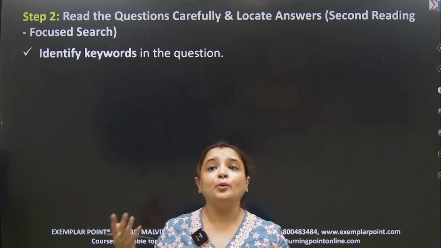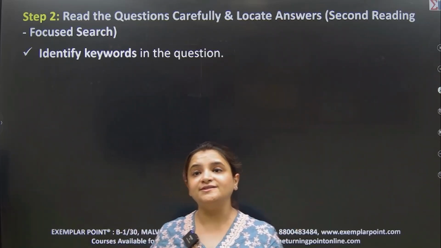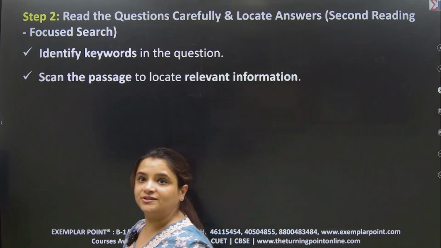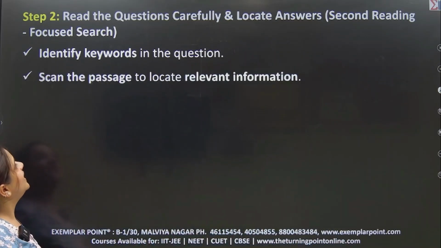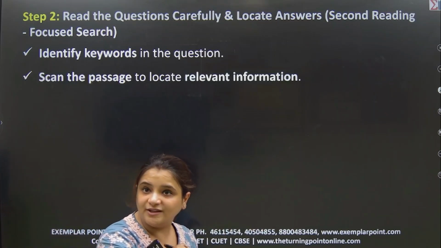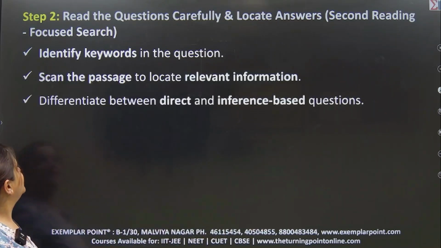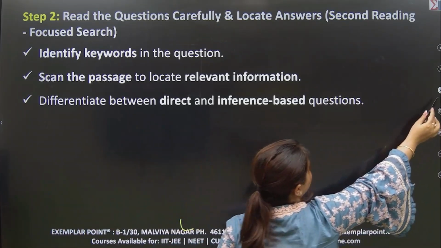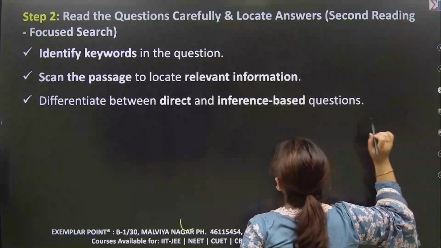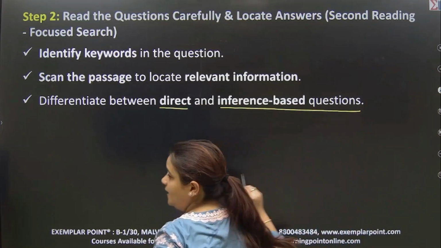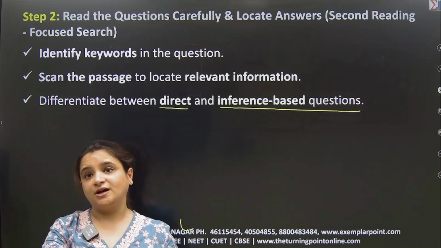So, to get the quick answers, what we need to do is identify the keywords in the question. Then, we need to scan the passage to locate the relevant information. Coming ahead, we need to also differentiate between direct and inference-based questions. When I say direct and inference-based questions, here comes our main task.